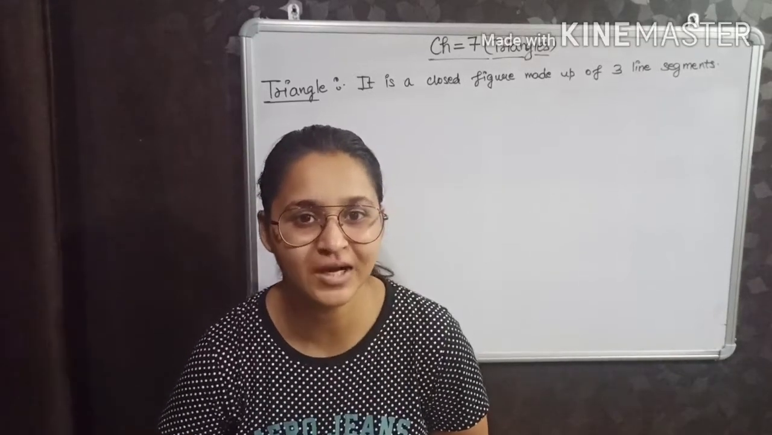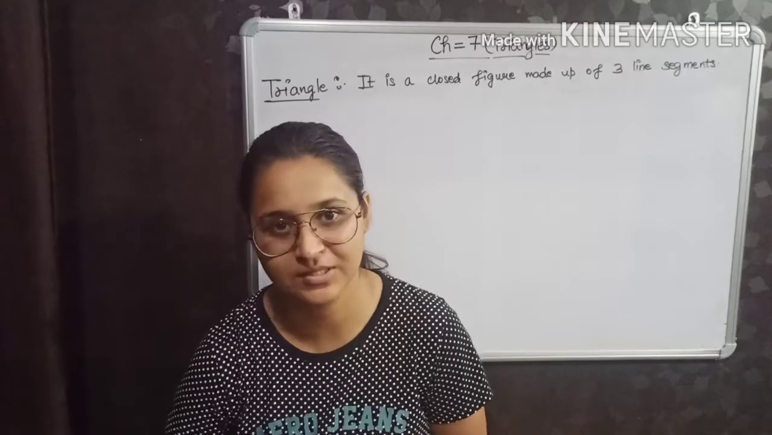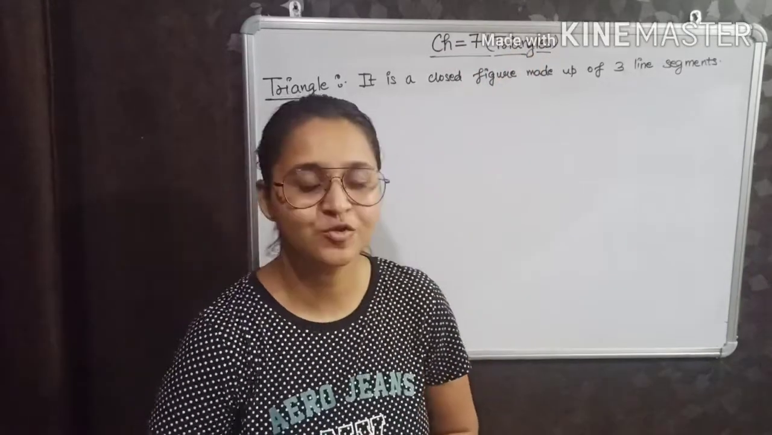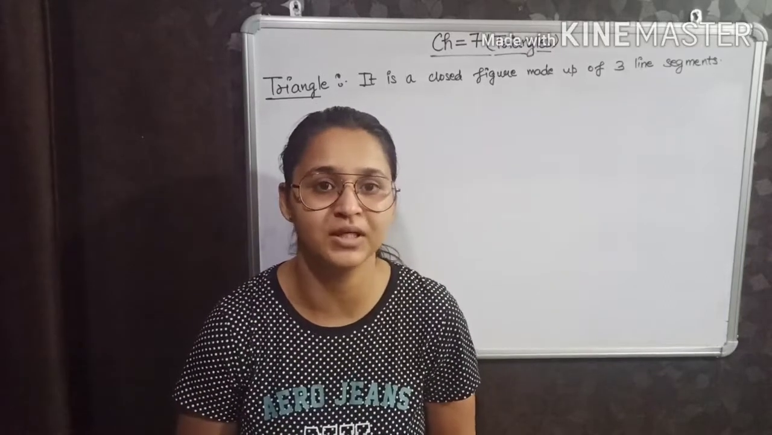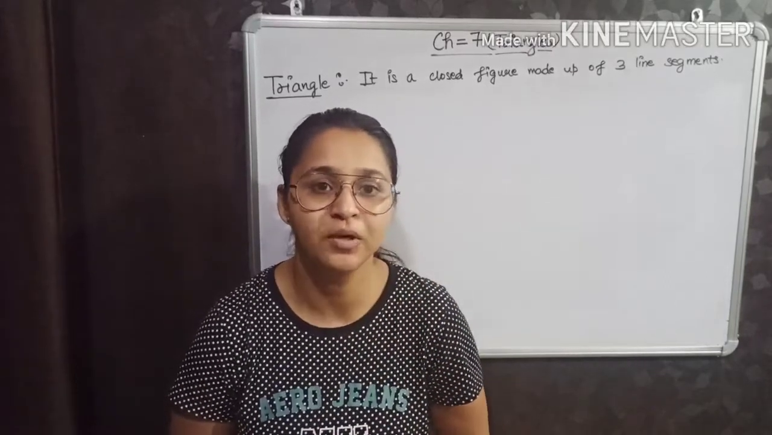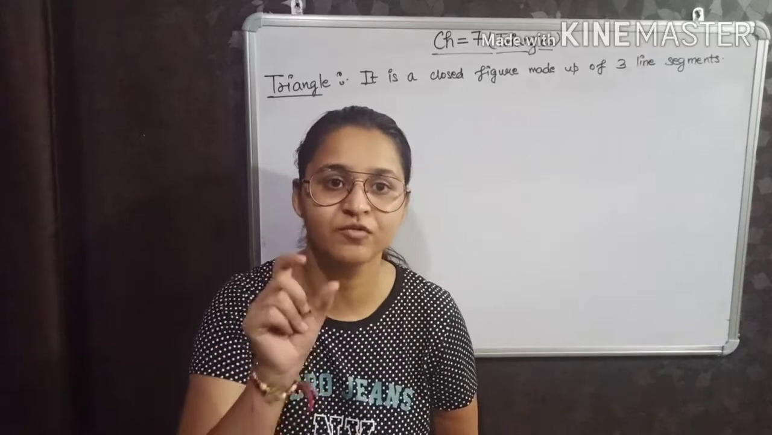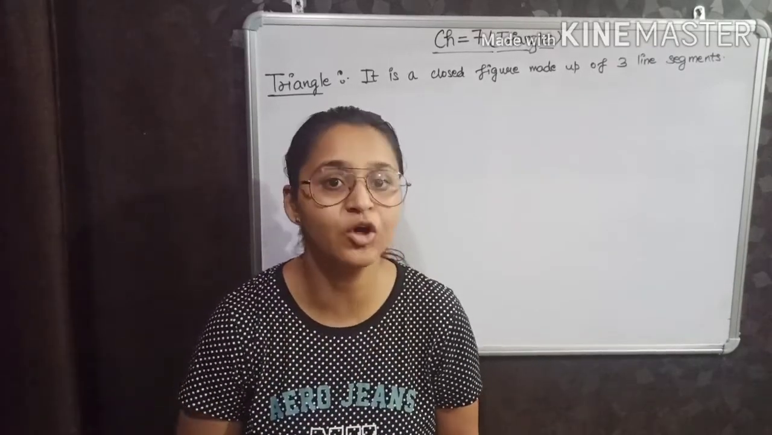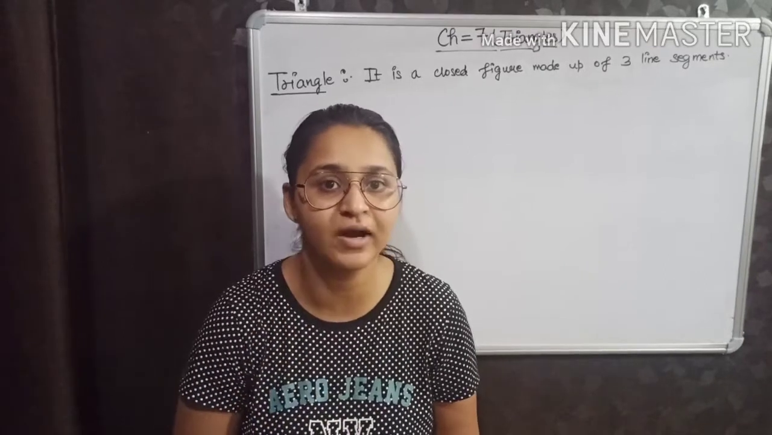Today we will start another chapter of your syllabus, and I am doing chapter 7, that is triangles. So first of all, the name of the chapter is triangles. You must be clear first with the meaning of triangle. Triangle, what is the meaning of triangle? What is the definition of triangle?